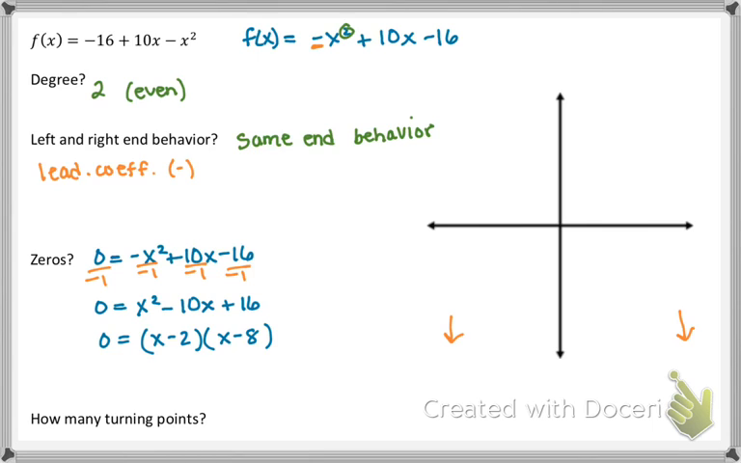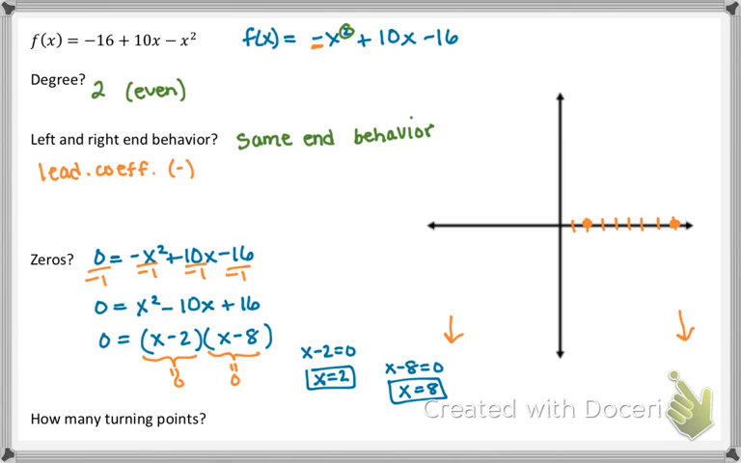Once I have my two factors, we can use the zero product property to solve. Two factors multiply to give me 0, so one of those has to equal 0. Either x minus 2 is 0, in which case x is 2, or x minus 8 is 0, in which case x is 8. And so my two x-intercepts, my two zeros, are at 2 and 8. Right here.